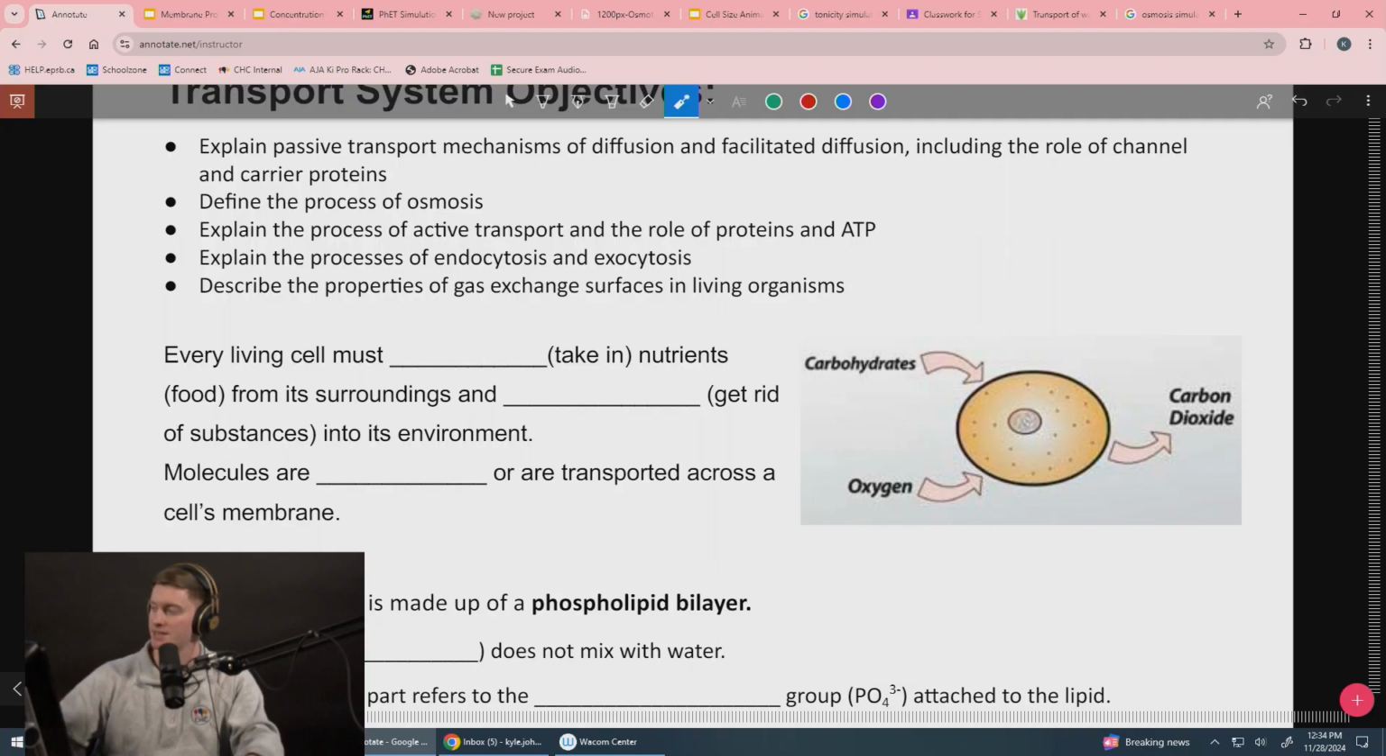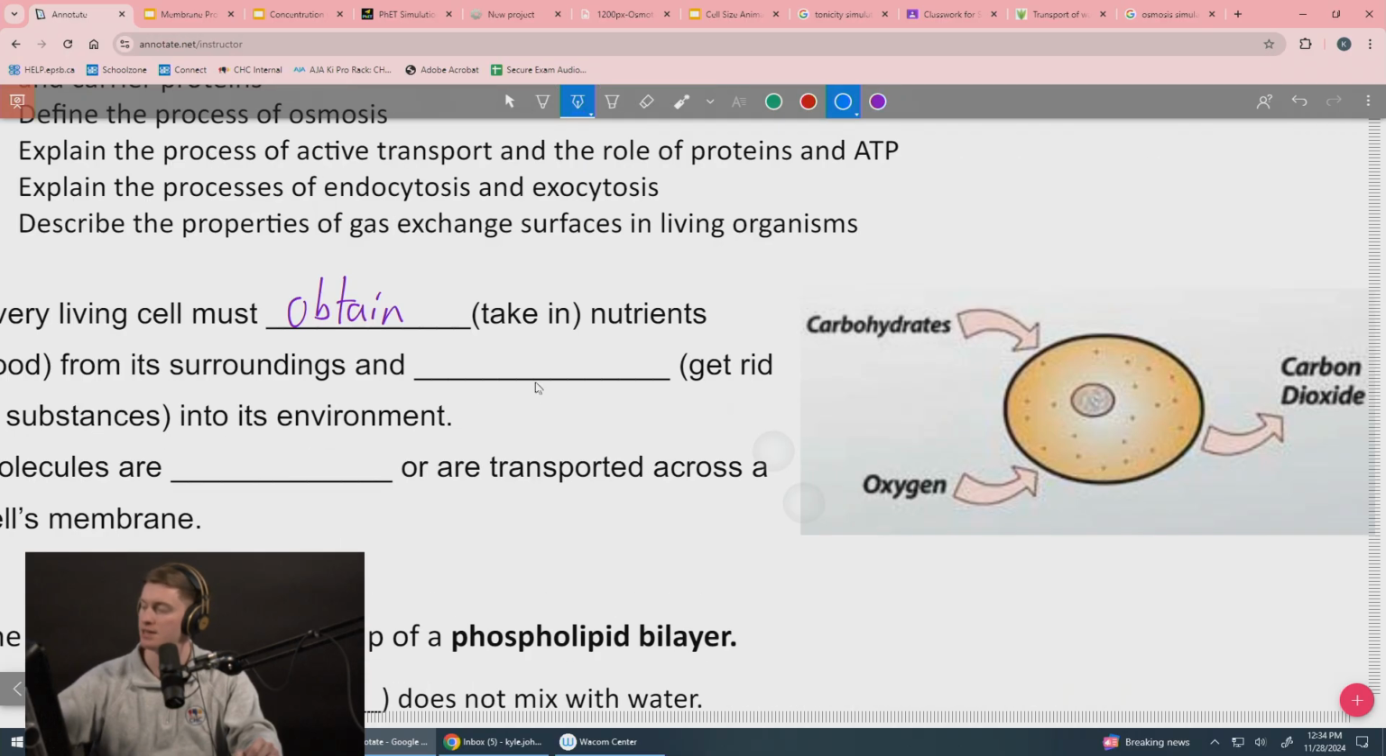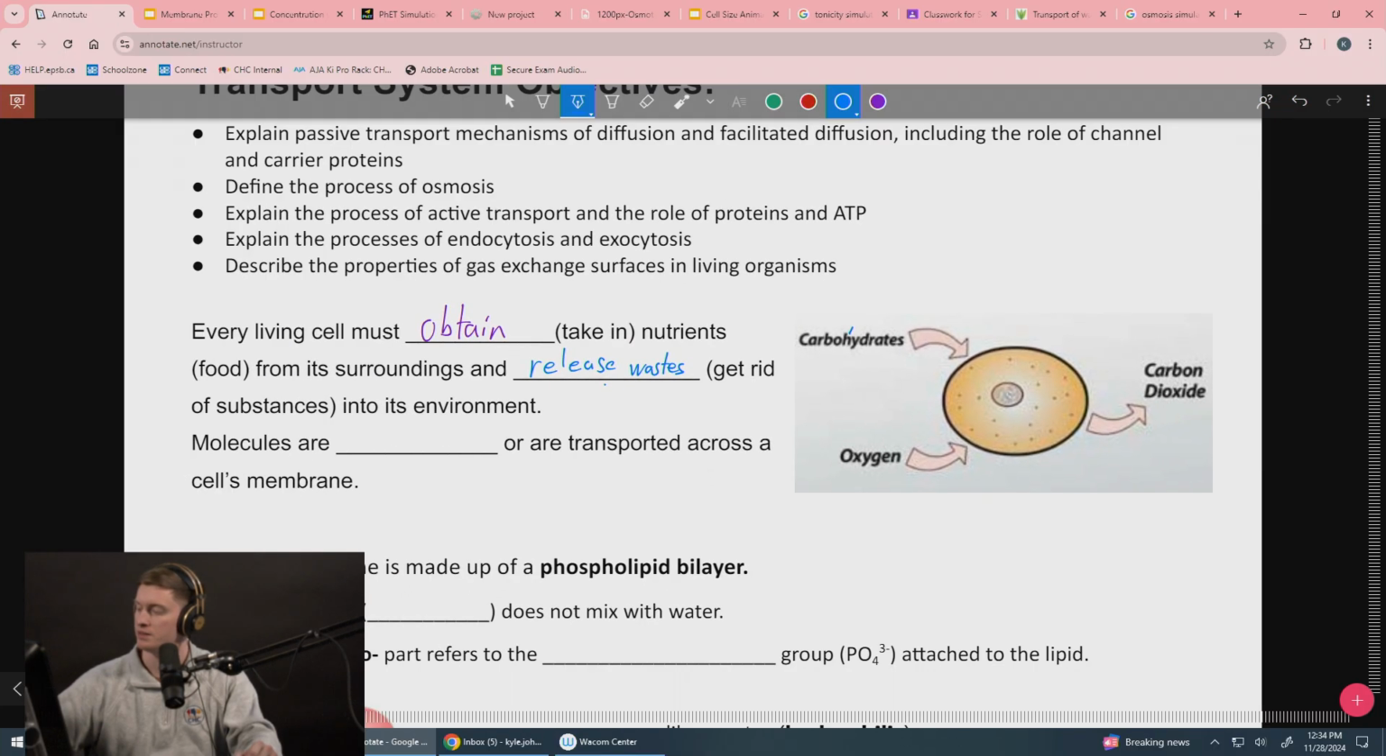Every living cell must obtain nutrients. That means that they must take in nutrients or food from its surroundings, and every living cell also must release waste, so that it can get rid of the substances that it doesn't want.